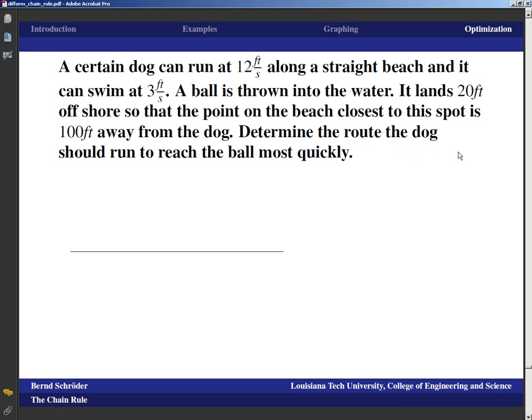So what do we do? Well, the first recommendation for any kind of word problem always is that if you can visualize it, draw a picture. So here's a straight beach.